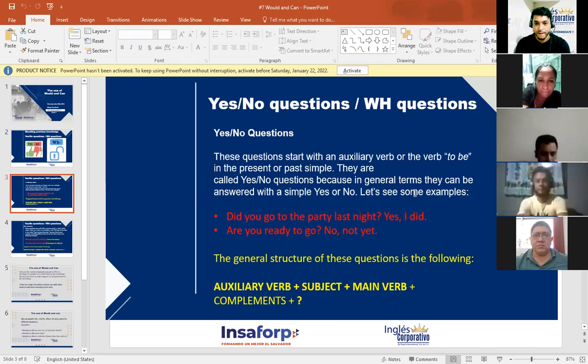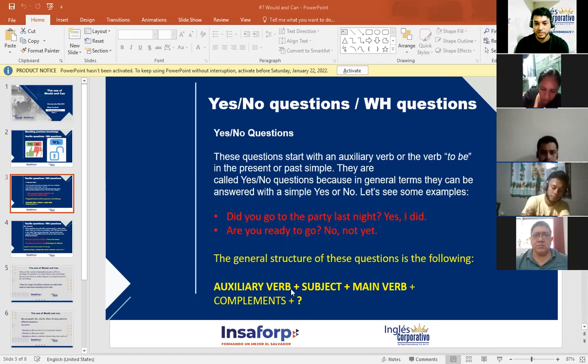We use the auxiliary, the verb to be, to make the yes, no question. As you can see, there is the formula. We use an auxiliary verb. This can be did in the past, or it can be do, or it can be the verb to be: is, are, in case it is a singular noun or a plural noun. So we make that with the auxiliary verb plus the subject. In this case, it can be you, he, she, they or we. Then the main verb. In the first example, go is the main verb. And then we have a complement, to the party last night.